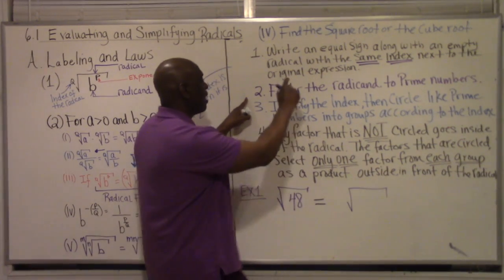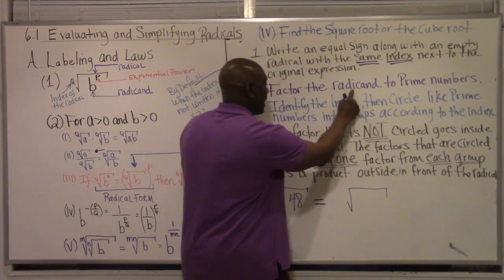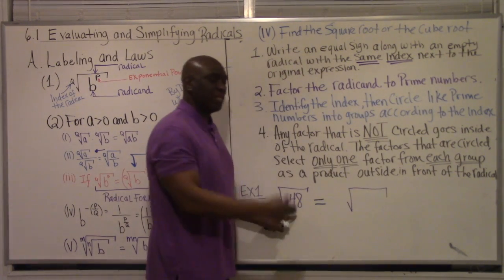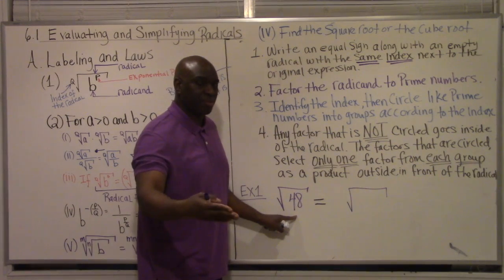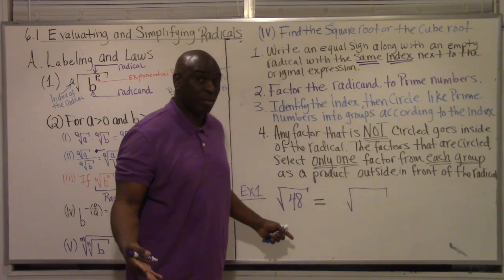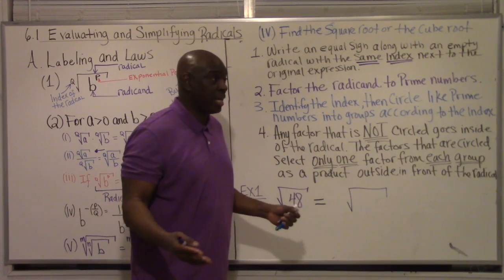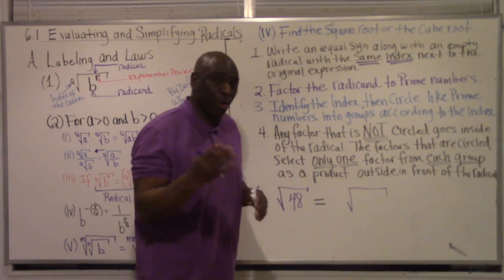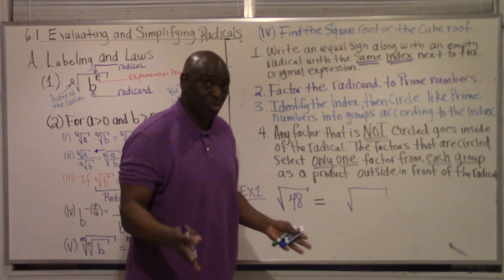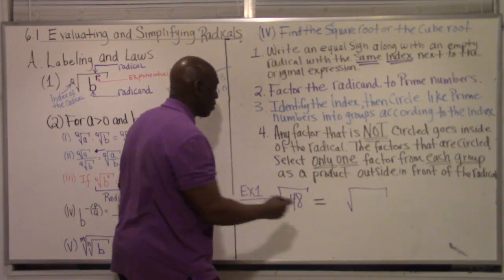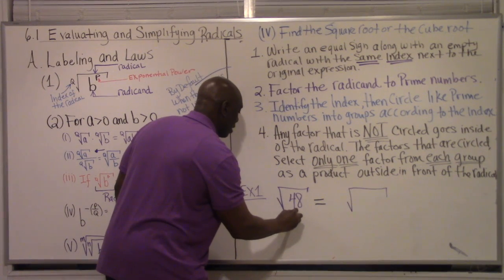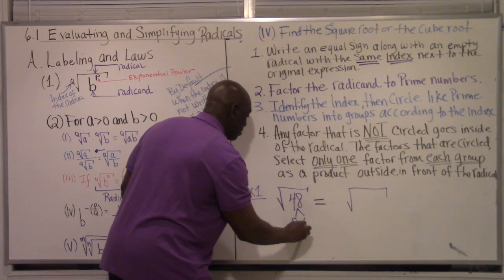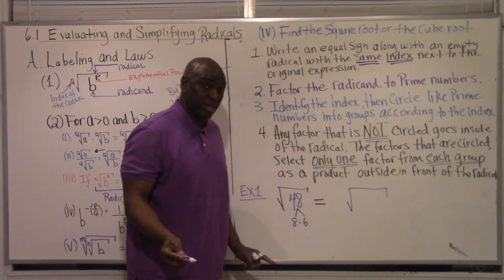Step two, factor the radicand to prime numbers. Take 48, let's break it down to prime numbers. It doesn't matter how you start. Okay? It doesn't matter. 48 is, I think, 8 times 6. You can start 12 times 4. It does not matter how you want to start. Okay? I'm going to go 8 and 6. So 48 is going to be 8 times 6. You see that? You good?